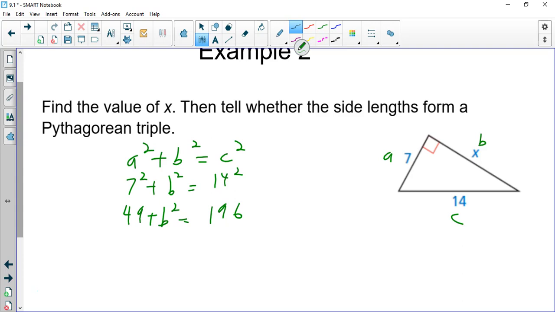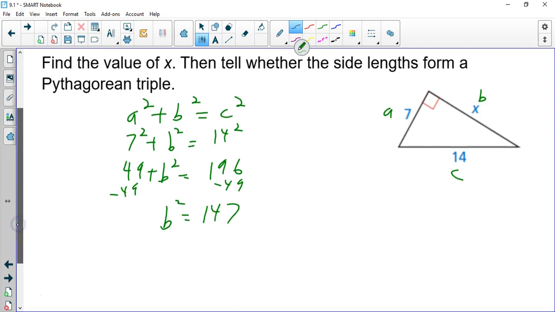Now I'm going to subtract 49. We're not adding. Don't just do it in your head. If you need to show the work, show the work. We're subtracting 49, which gives us b squared equals 147. To finish, we square root both sides. B equals. Now, there are two types of answers here.